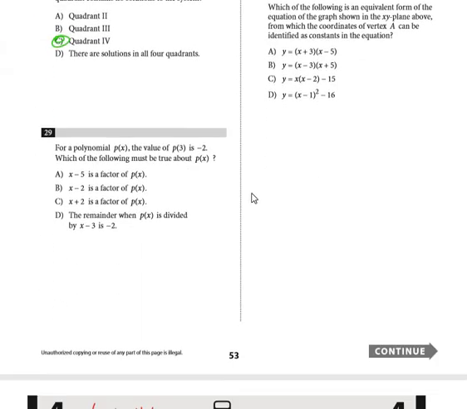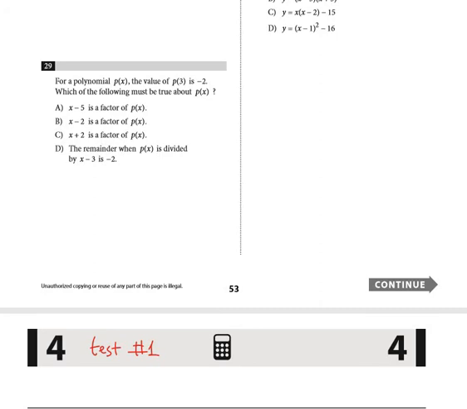Question number 29. For a polynomial p of x, the value of p of 3 is negative 2. Which of the following must be true about p of x? Our options are: x minus 5 is a factor, x minus 2 is a factor, x plus 2 is a factor, the remainder when p of x is divided by x minus 3 is 2.